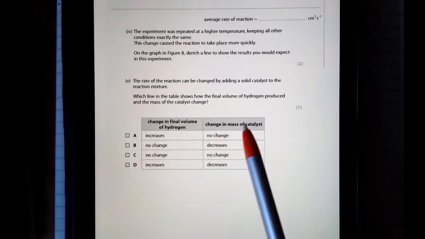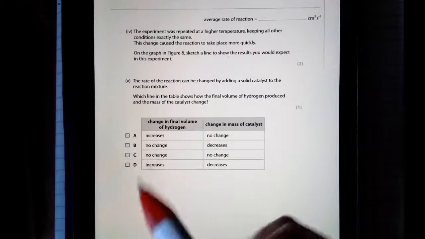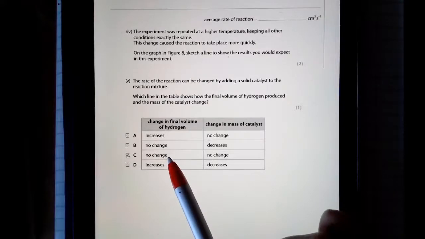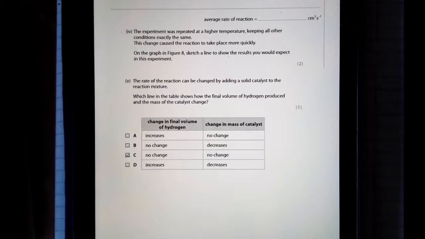And then how does the mass of a catalyst change? It doesn't. So I need no change and no change. So the answer is going to be C. No change in the amount of product formed and no change in the mass of a catalyst.